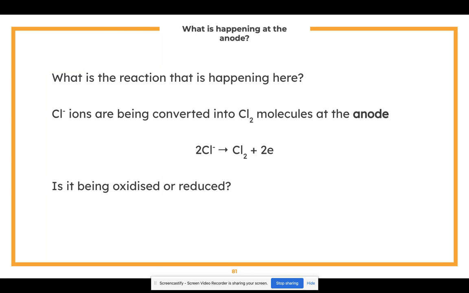Is it being oxidized or reduced? Think about it. Use your brain. It's at the anode, so it must be oxidized. So An Ox, oxidation occurs at the anode. So that is a brief description of what is happening at one of the electrodes.